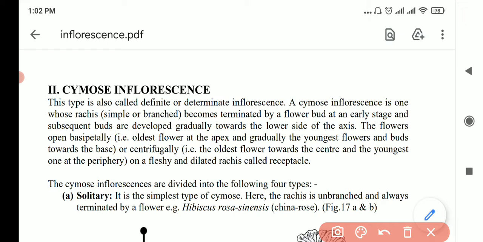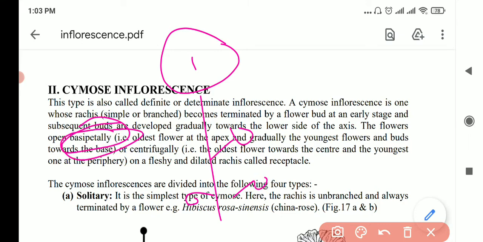So if the other flower was acropetal, or something, I forgot. Now this one, since the oldest is at the top and the young flowers are at the bottom, this is known as basipetal arrangement or basipetally.